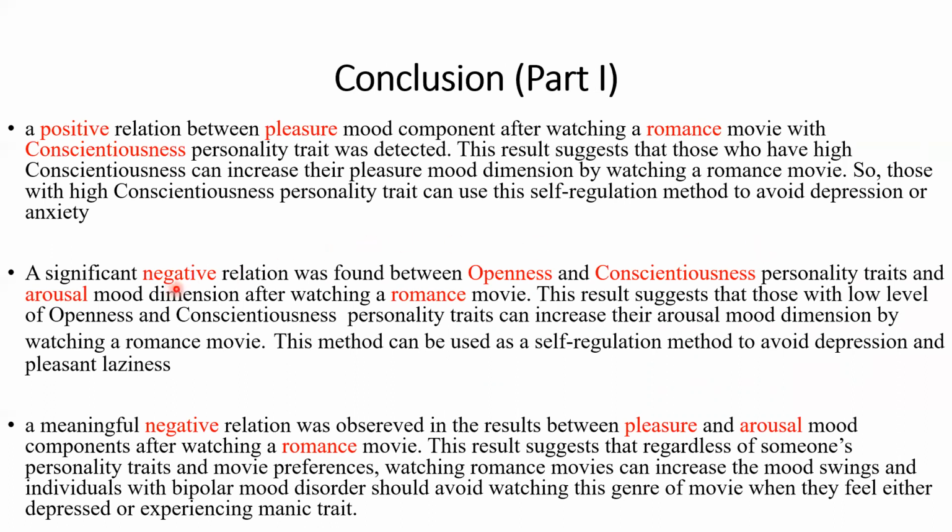Another conclusion: a significant negative relation was found between the O and C personality traits and the arousal mood dimension after watching a romance movie. This result suggests that those with a low level of O and C personality traits can increase their arousal mood dimension by watching a romance movie. This method can be used as a self-regulation method to avoid depression and pleasant laziness. I already mentioned pleasant laziness in that graph, and you can see that for both of them arousal is too low, and that's why this method can be used to increase the arousal.